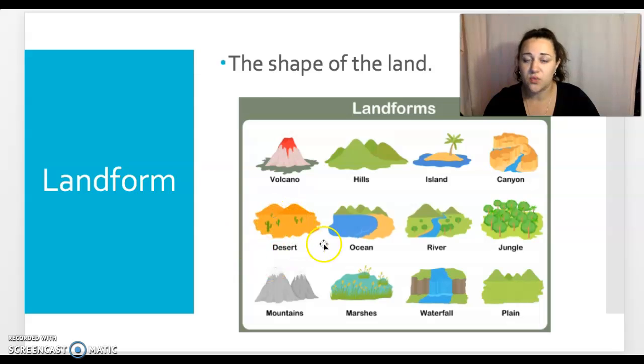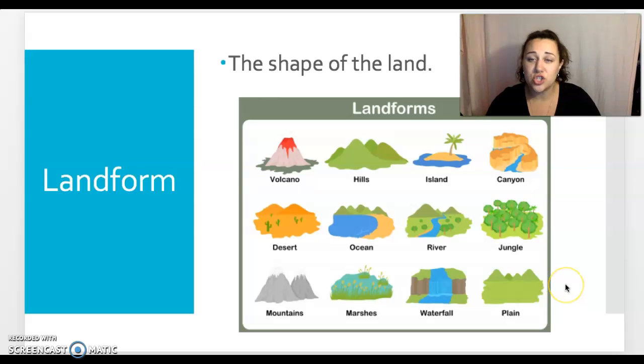We have a desert, which we've talked about. That one's very hot and dry with sand, no water, or very, very little water. We have an ocean. So that's a body of water. So landforms, remember, are not just land, but body of waters also. River, a jungle, mountains. So mountains I want you to look at because they look very similar to a volcano. We'll talk about that in the next one. Marshes, a waterfall, and plains.